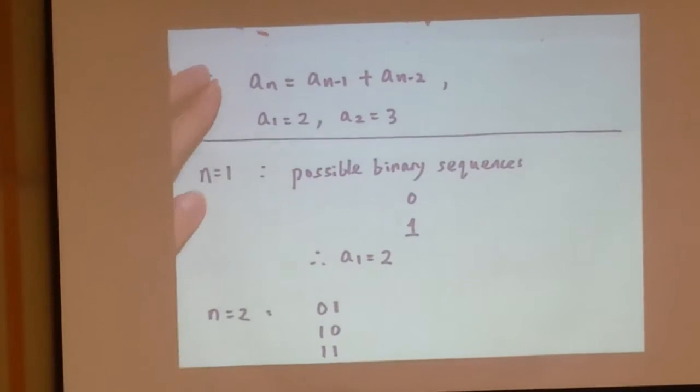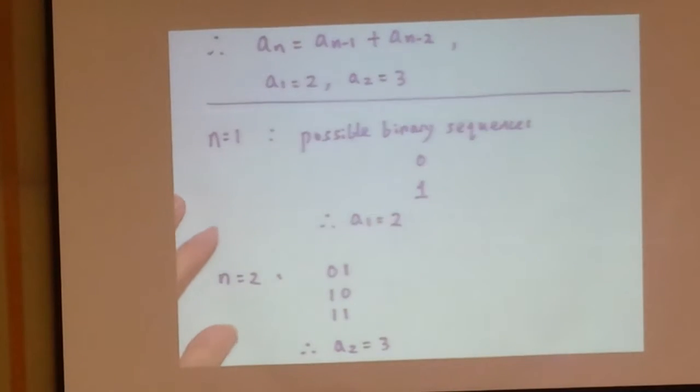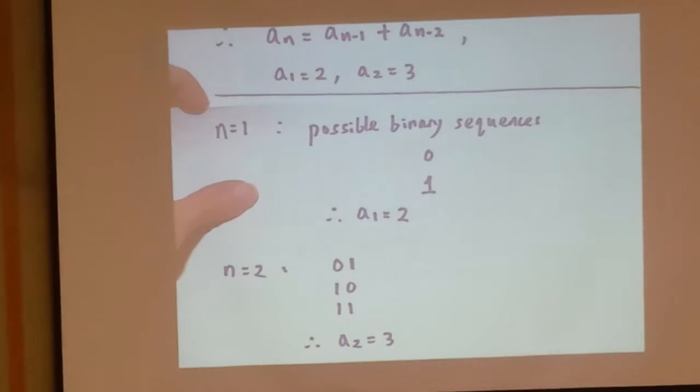So with that, this is what you have. A1 is 2, A2 is 3. Yeah? So we just found A1 is 2, A2 is 3.